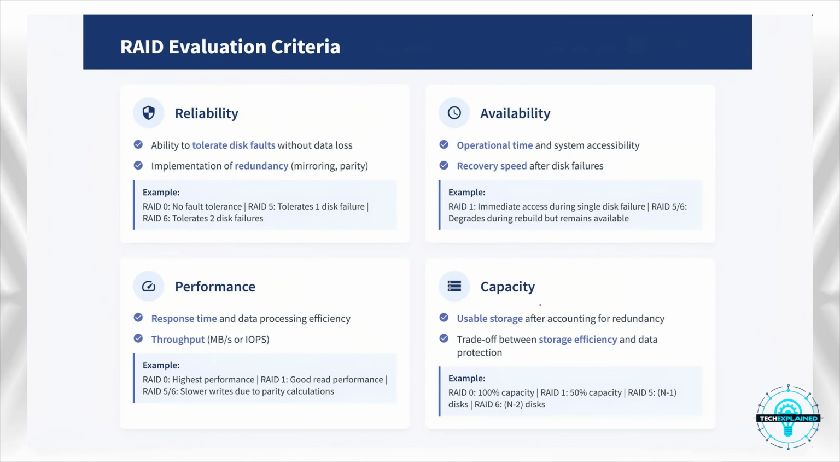Capacity refers to the amount of usable storage available after accounting for redundancy mechanisms. Higher redundancy typically means less usable storage space. It's important to balance storage efficiency with data protection needs. Understanding these criteria helps you select the appropriate RAID level for your specific requirements, whether you prioritize data protection, performance, storage efficiency, or a combination of these factors.